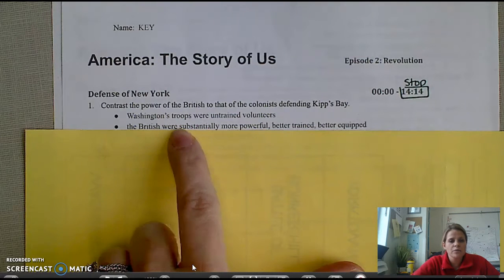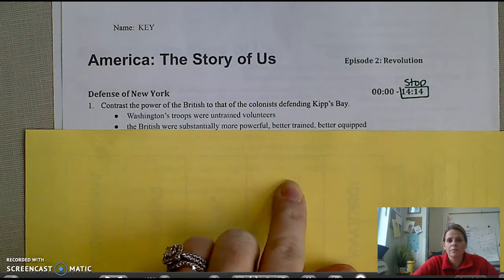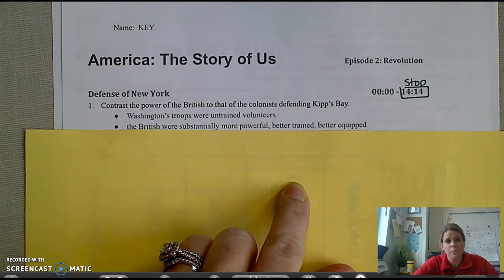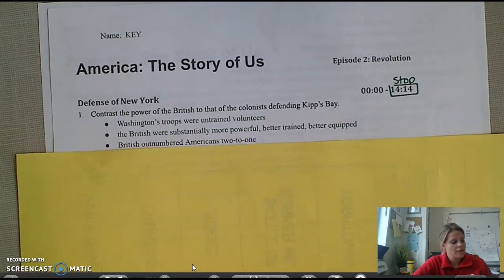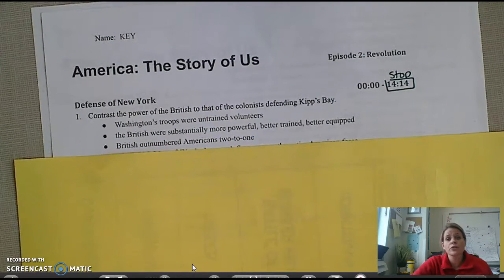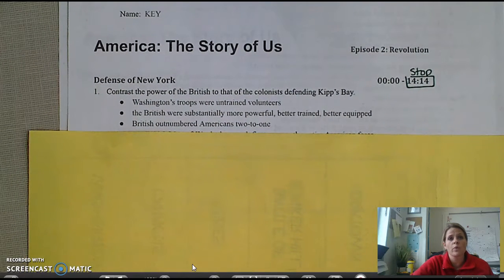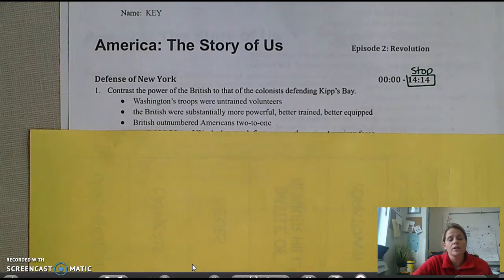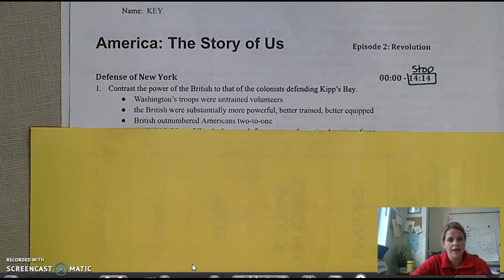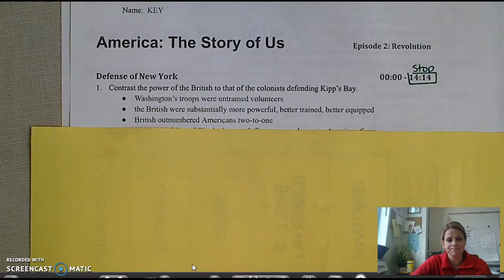Second one says the British were substantially more powerful, better trained, and better equipped. We know this already. They had better weapons. They had more ammunition. They brought their navy of 400 ships. They had more than the Continental Army, for sure. The third one says British outnumbered the Americans 2 to 1. So they came with twice the amount of soldiers to the colonists. And that's advantageous for any military.